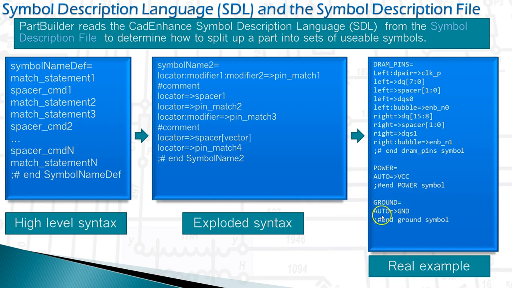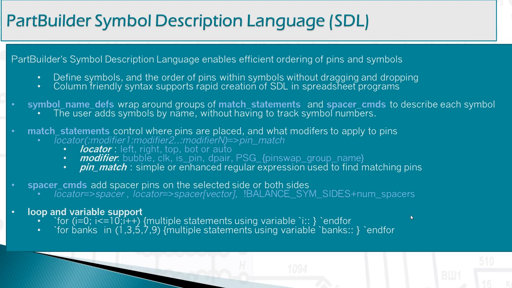Then we'll create a ground signal, auto equals ground. Notice we don't have to say how many pins there are. PartBuilder automatically finds that for us. PartBuilder symbol description language enables efficient ordering of pins and symbols.